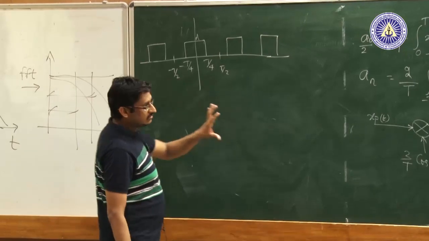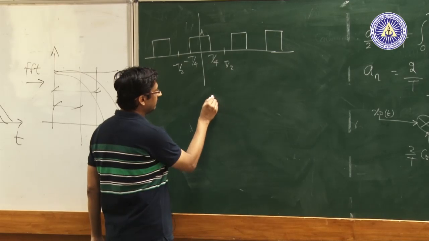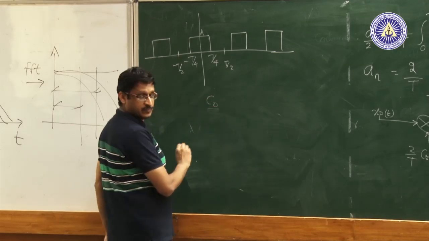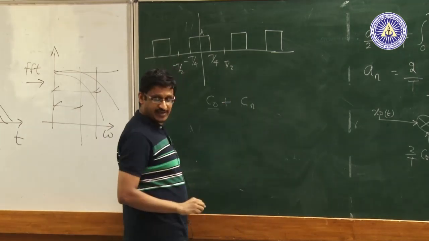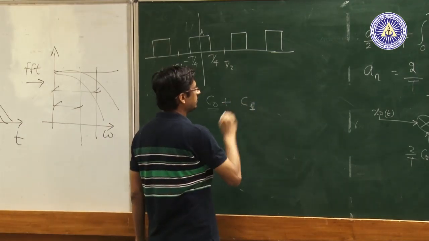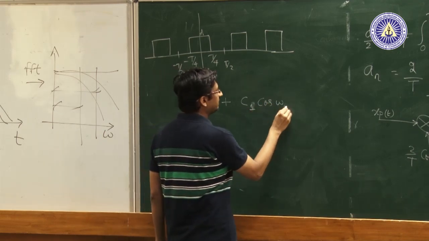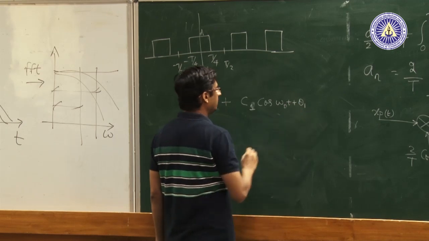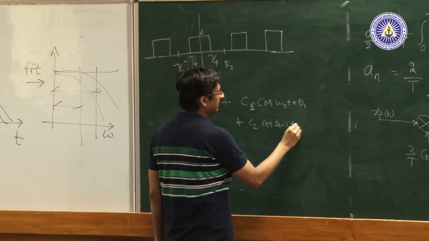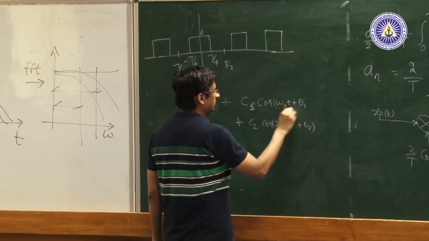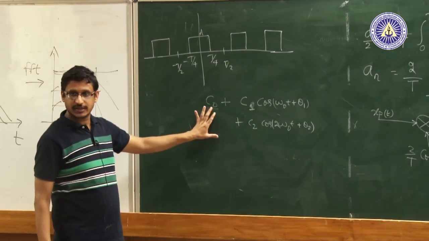And what that plot tells you is that I have to take a constant C0, and to that I have to add a contribution of a cosine wave, with an amplitude of C1, C1 cos of omega 0 t plus some phase theta 1, plus C2 cos of 2 omega 0 t plus theta 2, and so on. That is what that picture is telling you. This is essentially the analysis equation that I am writing, right.